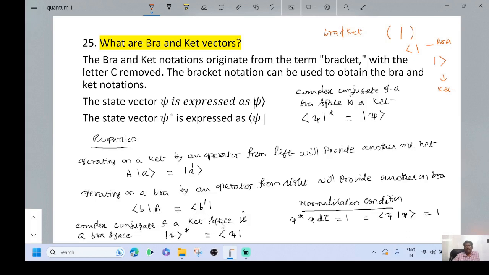The complex conjugate of a ket space is a bra space. Say the ket vector with a star is the bra vector. The same is true for the complex conjugate of a bra space, which is a ket. Say this is bra of psi. If we take the complex conjugate, we get ket of psi. The normalization condition in bra and ket notation is given below. Psi star psi d tau, where psi star is expressed as bra of psi and psi is expressed as ket of psi, is equal to 1.